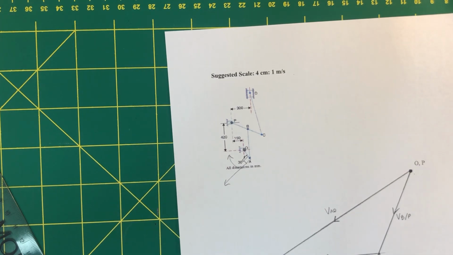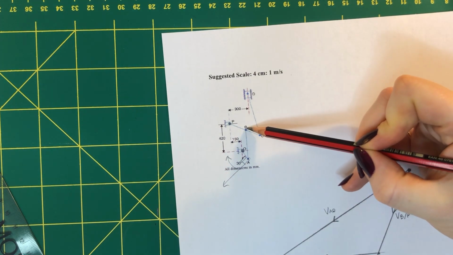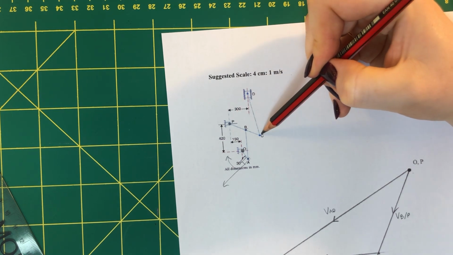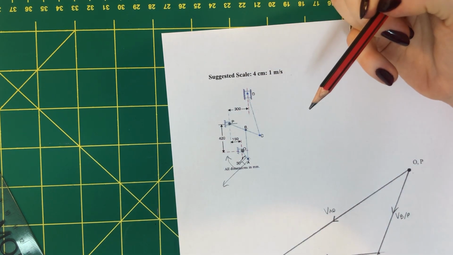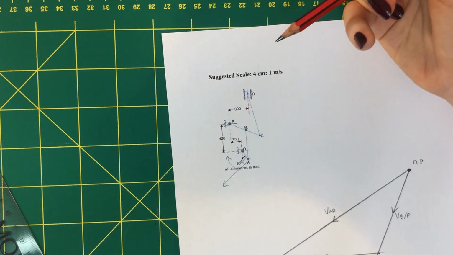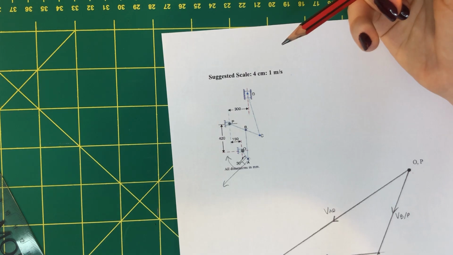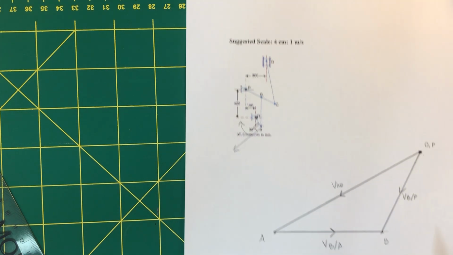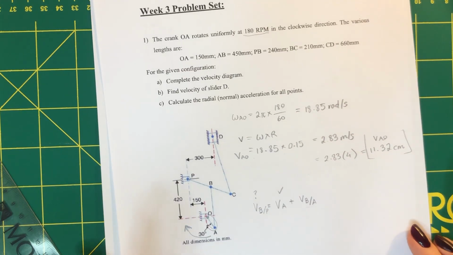All right, next point, back to our diagram. We have point A, we have point B. If we look at P, B, and C, they are on the same link. If they're on the same link, they have the same angular velocity, and we're going to use that to calculate the velocity of point C. How do we do that? Well, let's go through the equation together.